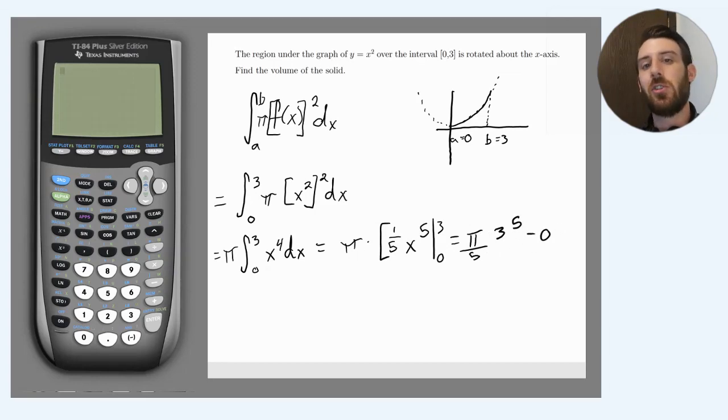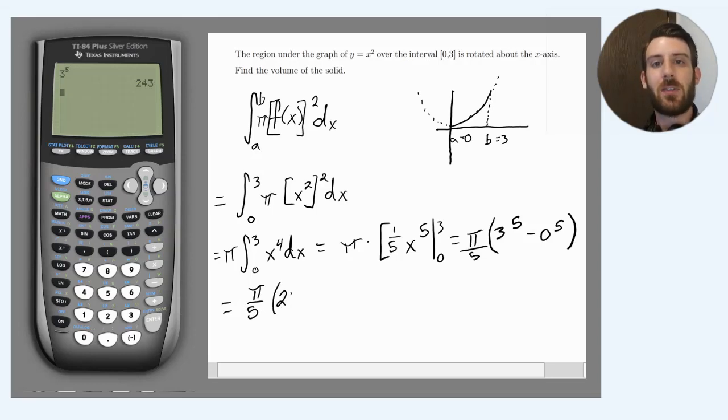We're going to let the calculator do some of the heavy lifting for us here, but I want to have the calculator do as little as possible so that we don't accidentally fall into the trap of using decimals when we want to have exact answers. So we're going to do the 3 to the 5th, and that's going to get us our 243. The 0 to the 5th is obviously going to be a pretty easy one to solve. We don't need the calculator for that. But then we're going to get our answer, 243 times pi divided by 5.